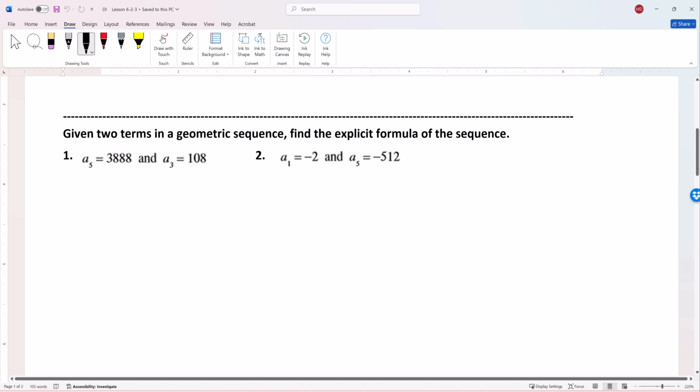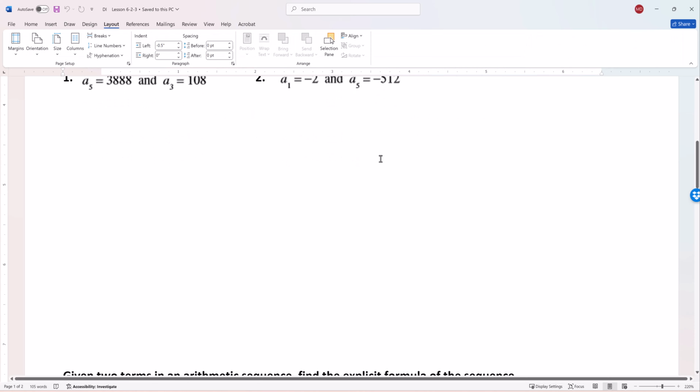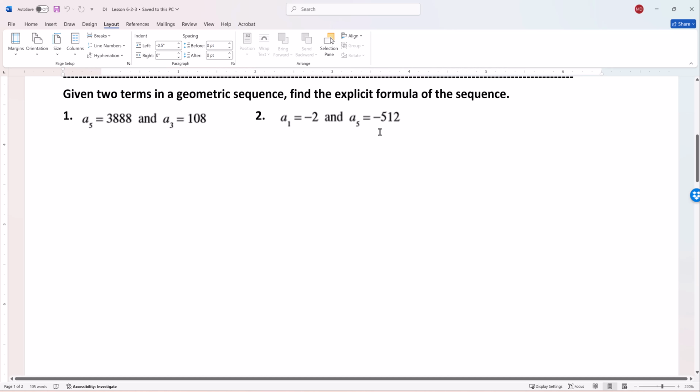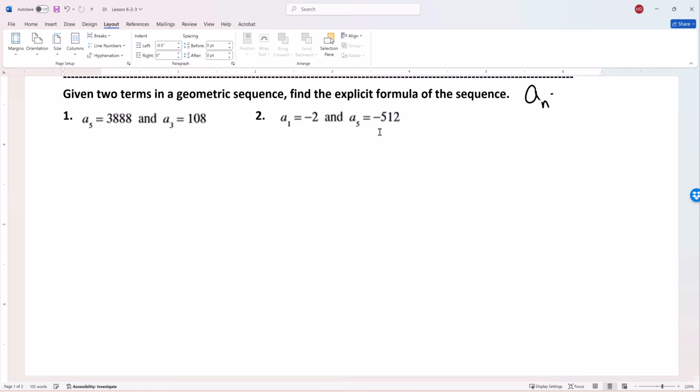All right, so given two terms in a geometric sequence, find the explicit formula of the sequence. It says geometric, so because it says geometric, I want to use the geometric formula. And so the geometric formula, I'll just write it over here, is a sub n equals your first term times your common ratio to the n minus 1 power.